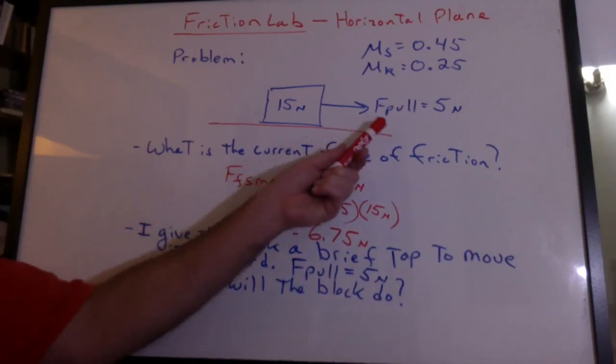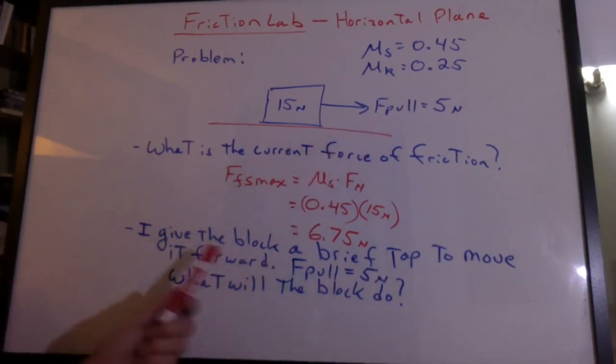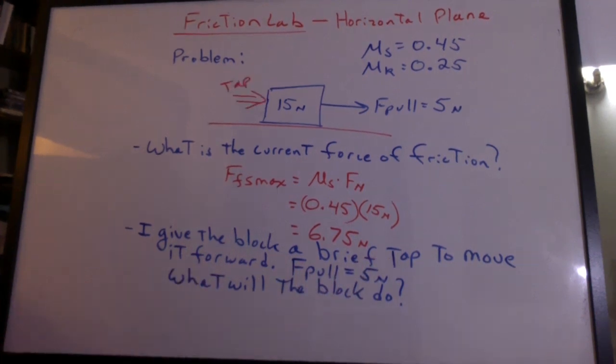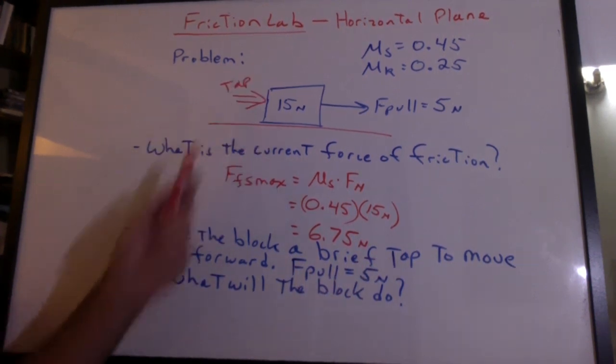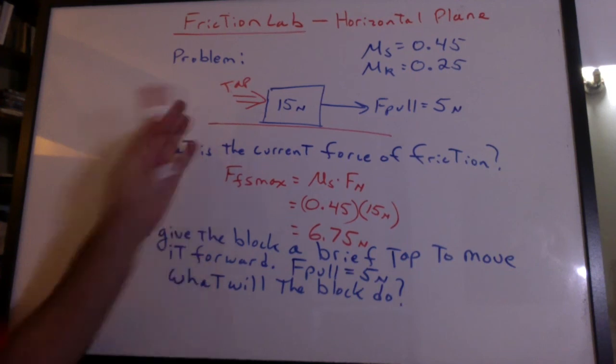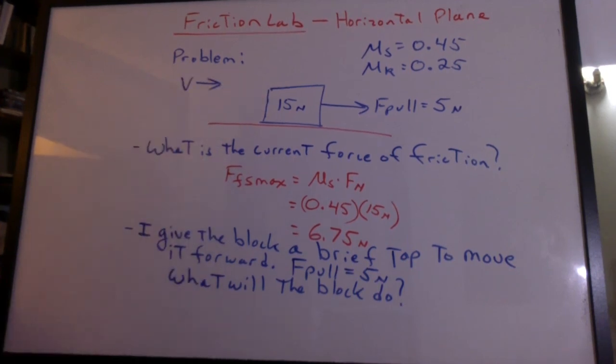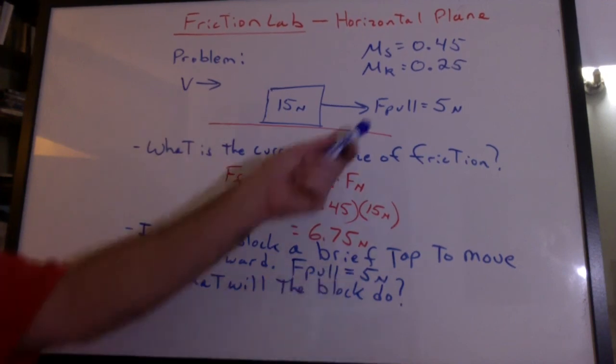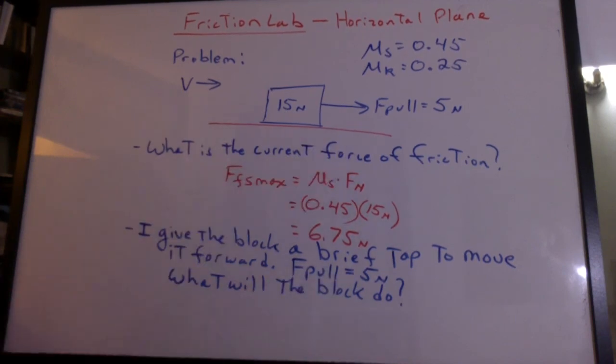Now imagine while I'm pulling with 5 newtons, I give the block a brief tap to move it forward. That tap helps me break static friction, but then I no longer push on it. So I've set the block in motion forward. My pull still remains at 5 newtons. What will the block do? Your choices are, it could move at a constant velocity. It could speed up. It could slow down. That all depends on the force of friction kinetic.